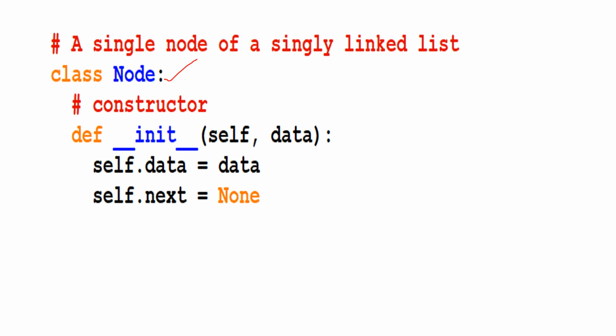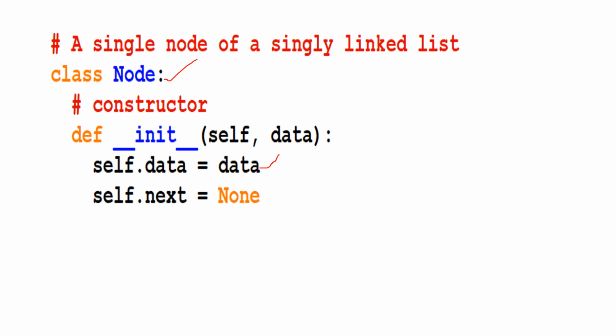Okay, class Node, and now initialize the node values or node parts in the constructor. So the constructor is def __init__(self, data). Here self is the default argument and data is the actual data that we are going to insert into the node.